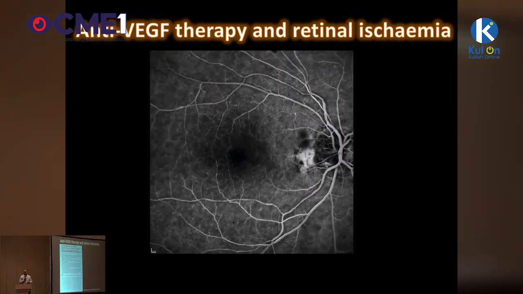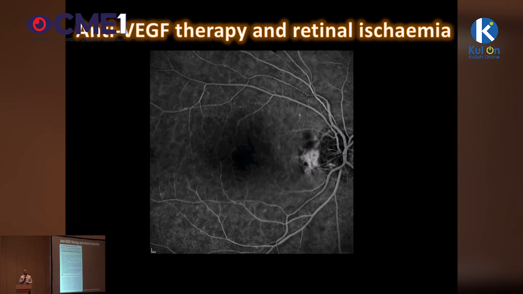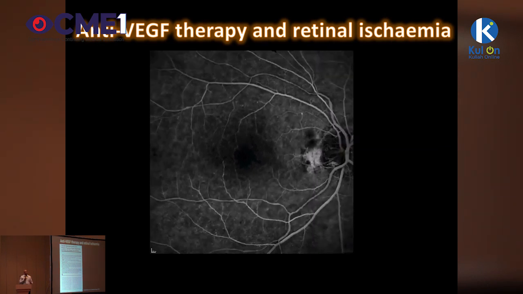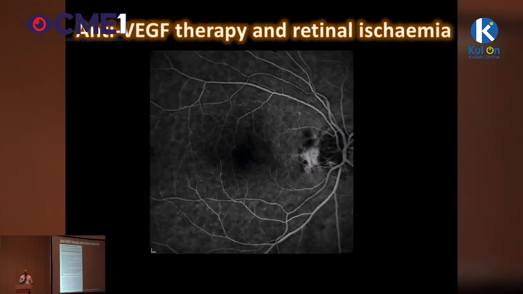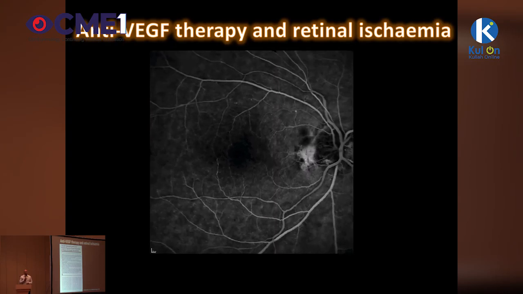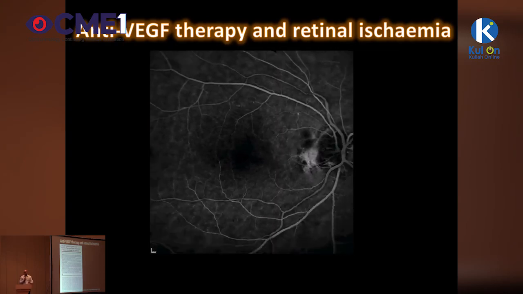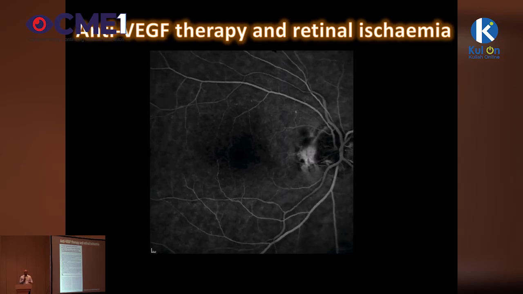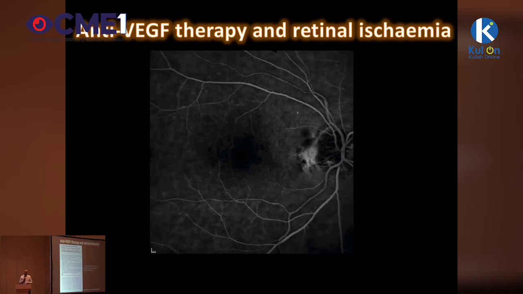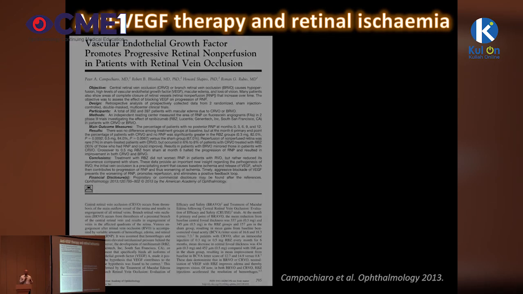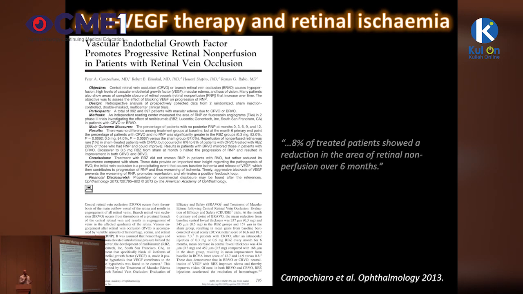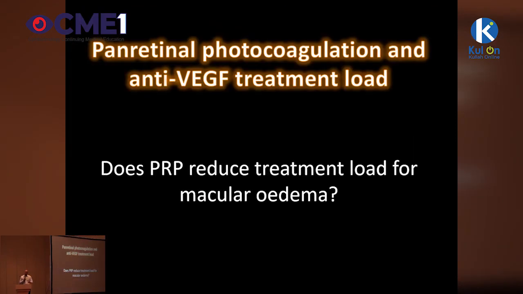Well, I went back and had a look at the literature to see, is there any evidence that injecting with intravitreal therapy improves the perfusion of the retina in central retinal vein occlusion? And in fact, there was a nice paper done by Peter Campochiaro from America, and he showed that only 8% of people that get intravitreal therapy for central retinal vein occlusion will have better perfusion of the retina after treatment. So anti-VEGF therapy does not improve reperfusion, it only treats the macular edema.